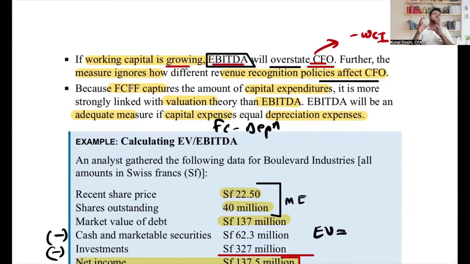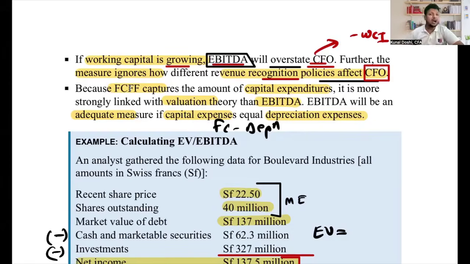So EBITDA is not a relevant measure, especially if the company is expanding, because the company's EBITDA will be relatively higher. Further, the measure ignores how different revenue recognition policies affect CFO, so it is always tested against other models of cash flow. EBITDA is the closest to operating cash flow, but not exactly operating cash flow. Remember, operating cash flow is net income plus non-cash items, less changes in working capital. So cash flow from operations has working capital subtracted, which EBITDA does not have. Correct? All of these are issues, right?